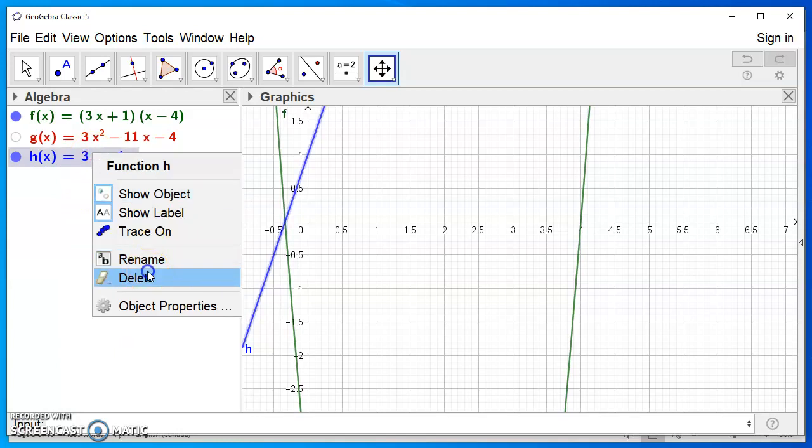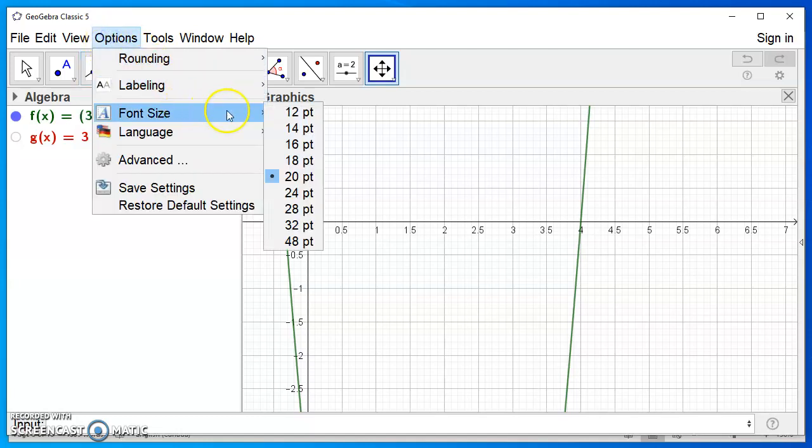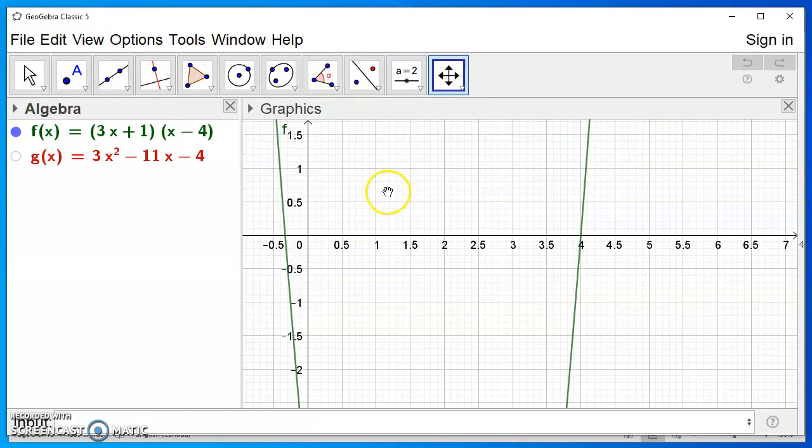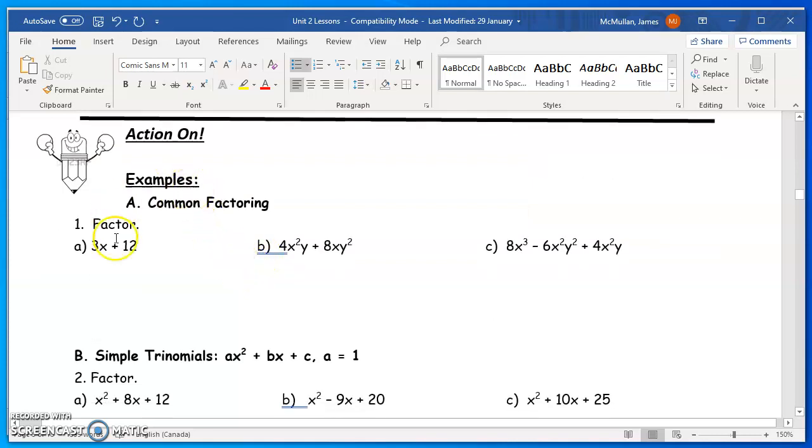Notice that in my expanded form, everything is joined by addition and subtraction. In my factored form, every addition and subtraction is inside a bracket, and that's the way it has to be for something to be factored. Okay? So they're opposites of one another. They're opposite processes. When you've factored something fully, you'll know that because every plus and minus is inside a bracket, and there are only 1 or negative 1 that are common factors within each bracket. So let's just review how you do common factoring, which is the first part here.